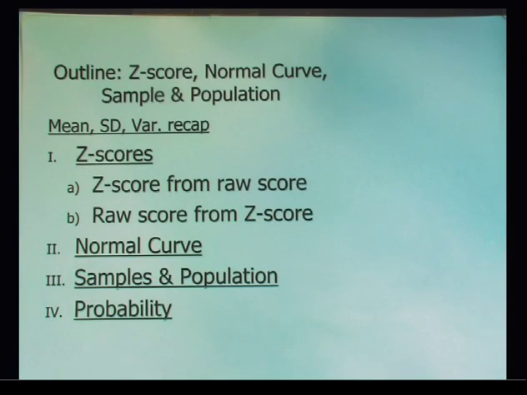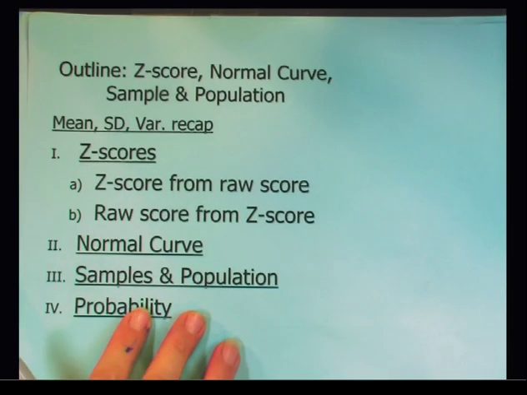So that's all for today. So far we covered the normal curve, we talked about samples and populations, and we talked about probability.